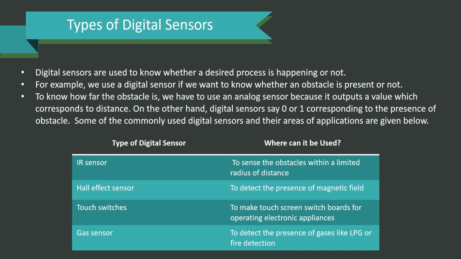This is used to sense the obstacles within a limited radius of distance. Hall effect sensor. It is used to detect the presence of the magnetic field. Touch switches to make touchscreen switchboards for operating electronic appliances. Gas sensor to detect the presence of gases like LPG for fire detection kind of applications.